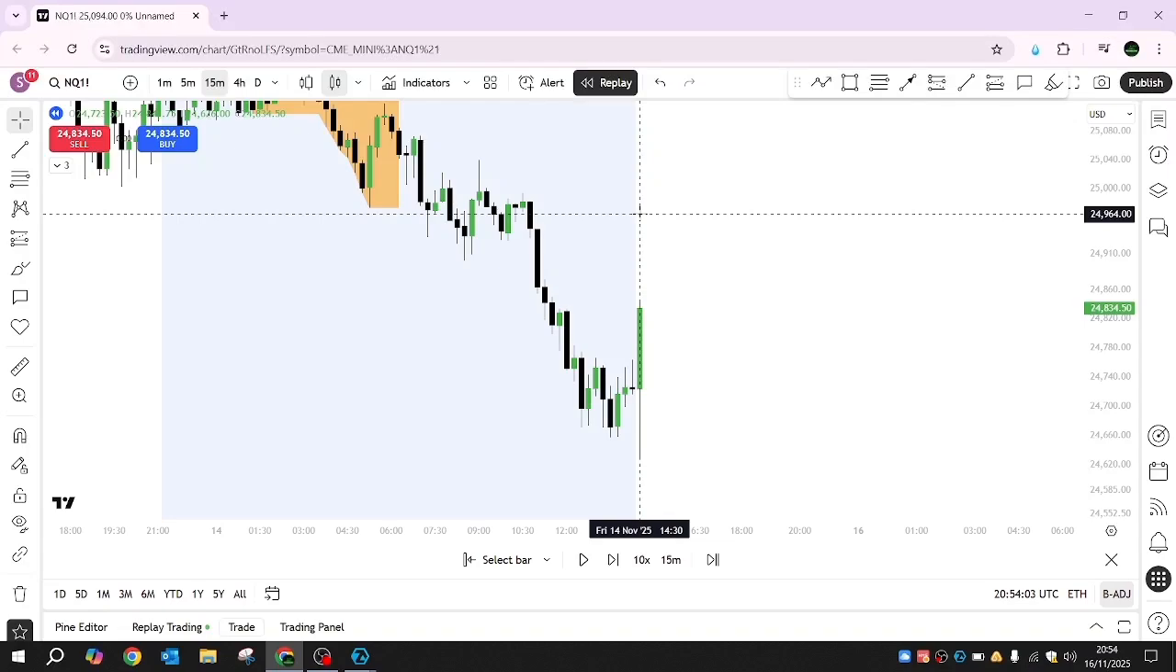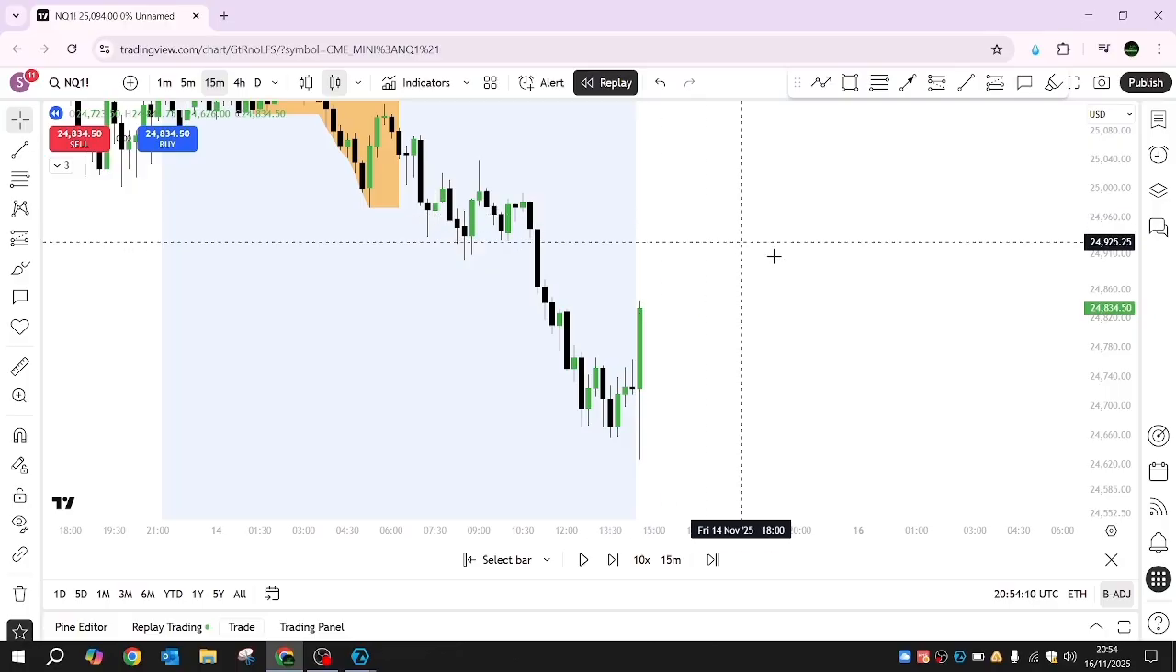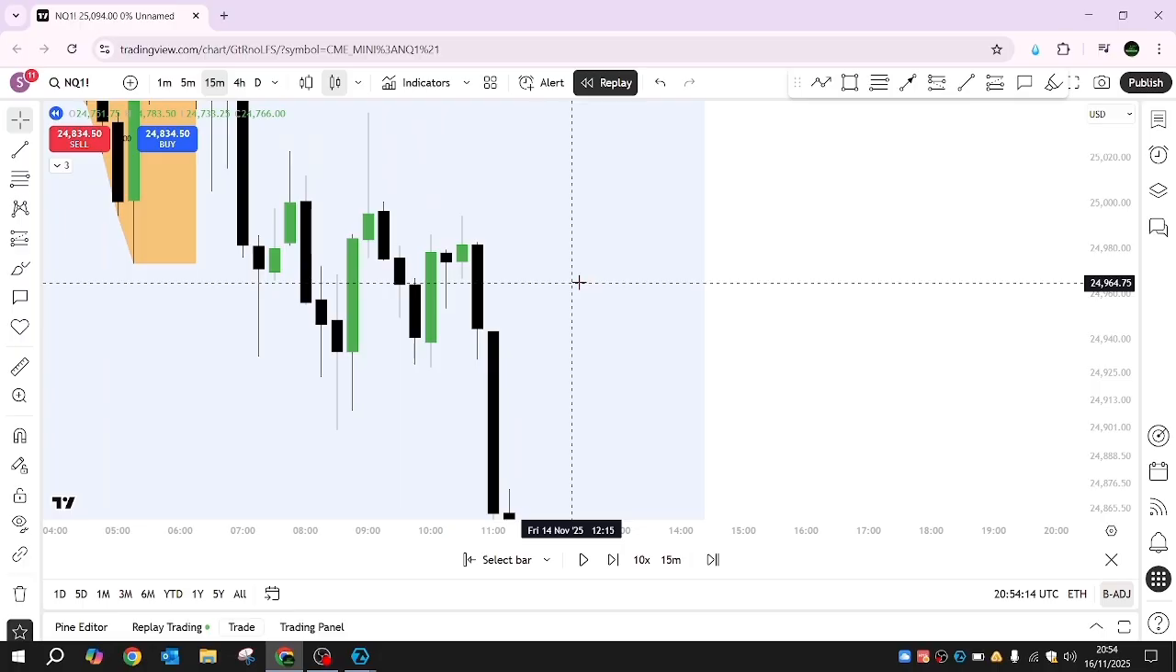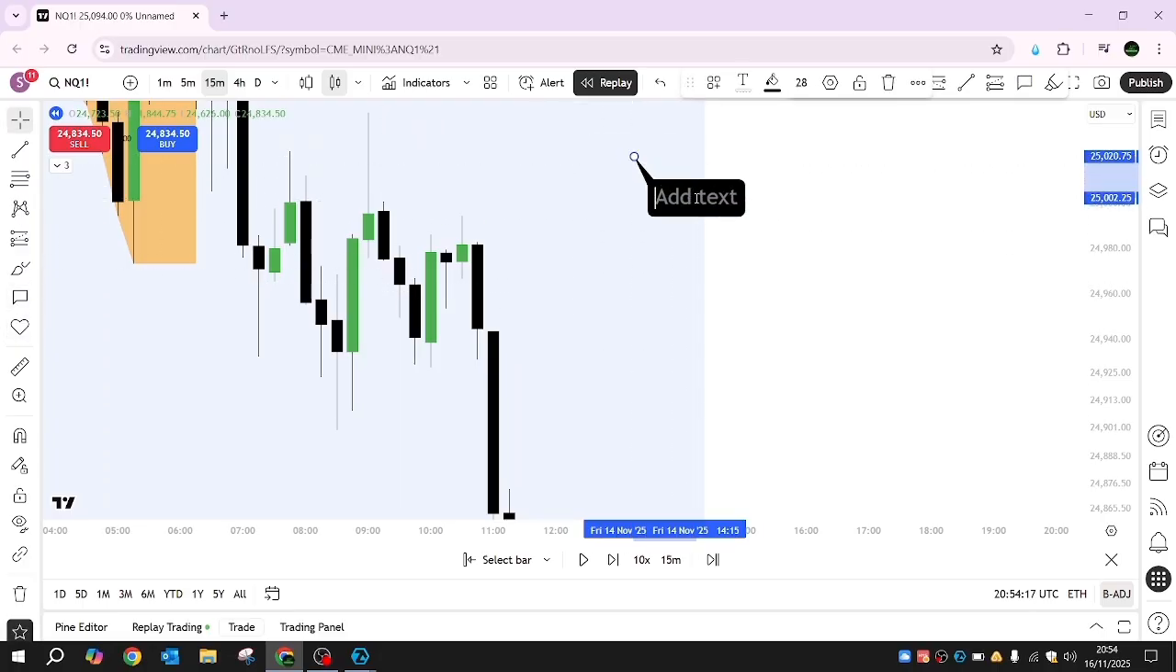So I do use some ICT concepts and I use the terminology just so people can understand what it is I am looking for. Now I look for a fair value gap, right? Very simply. So this is step one. This is the where. Now, knowing where to trade is very important because you need a key level.